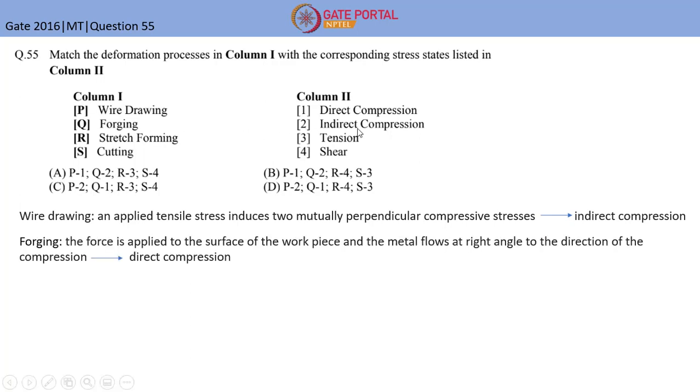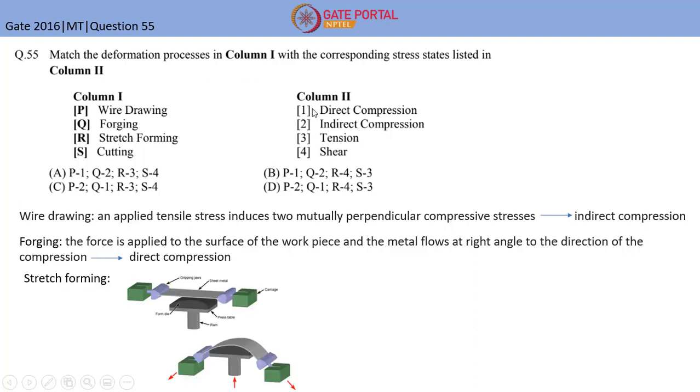Now what is forging? In forging, the force is directly applied to the surface of the workpiece, and the metal flows at right angle to the direction of the compression, hence it is basically a direct compression. So Q is 1. Now what is stretch forming?